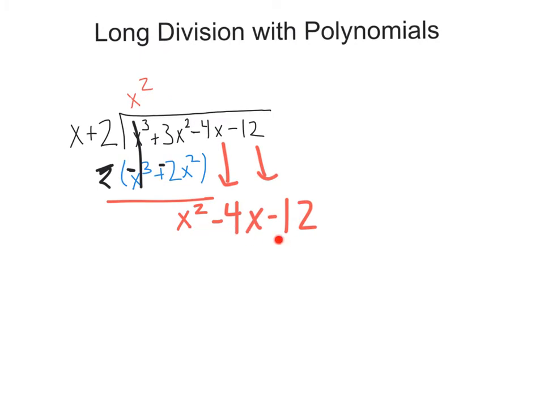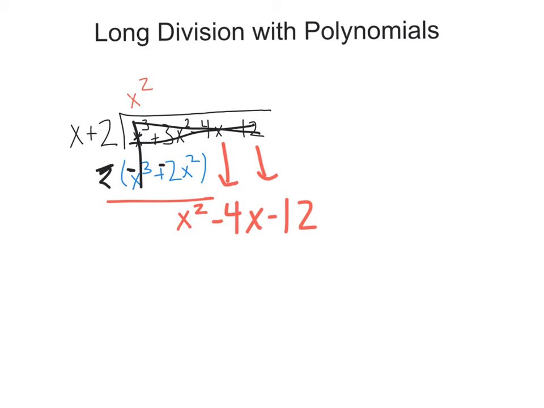Okay, we're getting a little bit messy, and that's okay. We can deal with it. We've essentially taken care of this whole guy up here, so we don't need to worry about all that since we brought those extra terms down. Now we're looking at x plus 2 divided into x squared minus 4x minus 12.